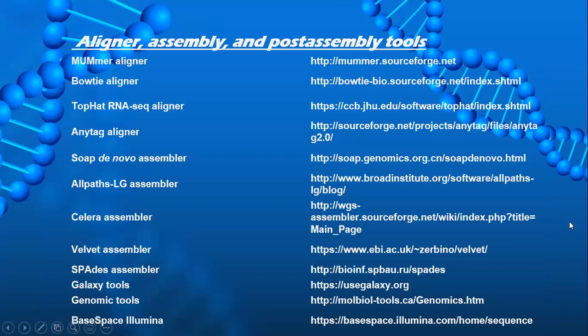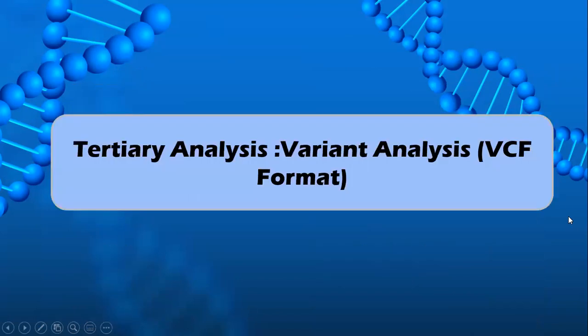So these are some of the tools that are used for genome assembly. Some of the main ones are Bowtie Aligner, SOAPdenovo Assembler, then Velvet Assemblers, SPAdes Assembler, then Galaxy Tools, and BaseSpace Illumina. So coming to tertiary analysis, this tertiary analysis involves variant analysis, and the resultant file format is called the VCF format, or the variant calling file format.